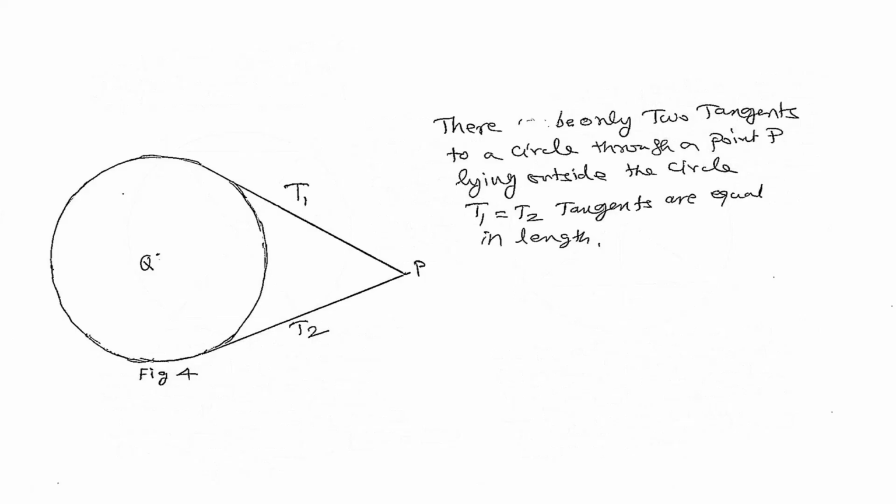There can be only two tangents to a circle through a point P lying outside the circle. Tangent 1 must be equal to tangent 2. Tangents are equal in length. Let us prove this in the next slide.